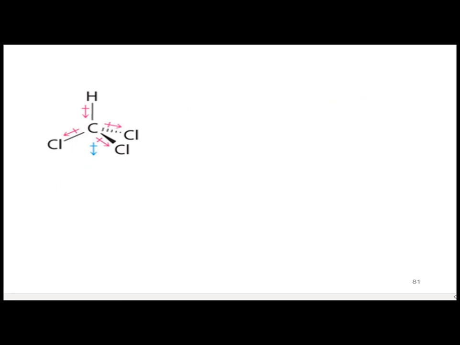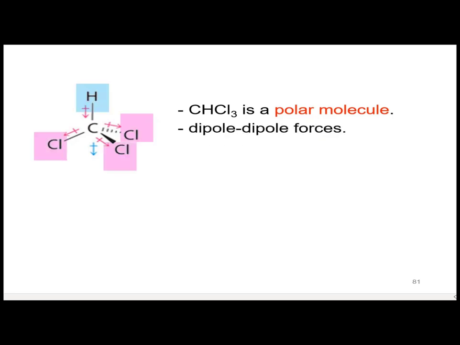For CHCl3, even though it has a tetrahedral shape, it is not symmetrical in charge, because one of the terminal atoms, which is hydrogen, does not have the same charge as the other terminal atoms, which are chlorine. So the CHCl3 molecule has an uneven distribution of electrons, making CHCl3 a polar molecule. Therefore, dipole-dipole forces exist among polar molecules.